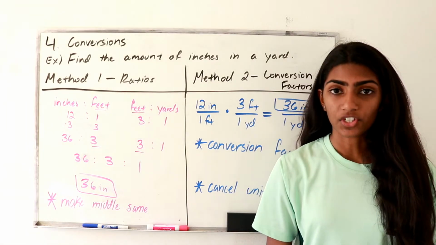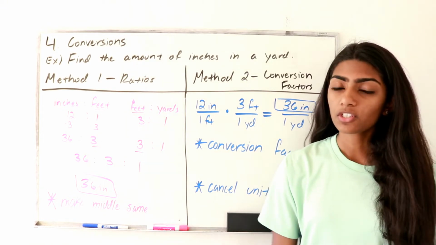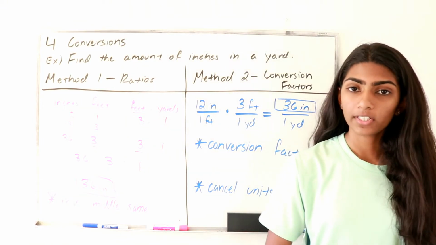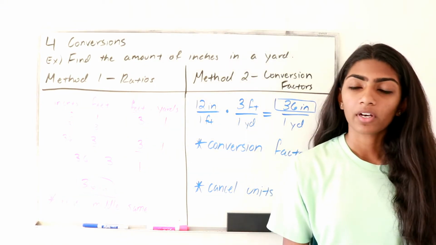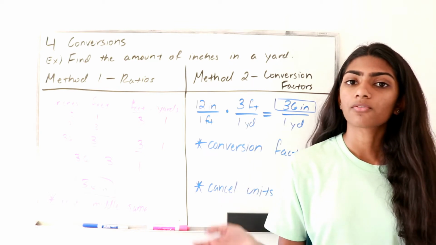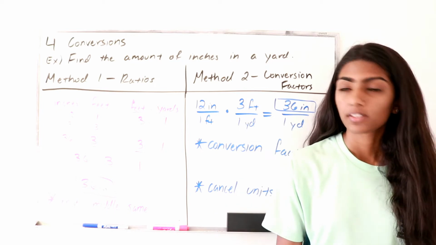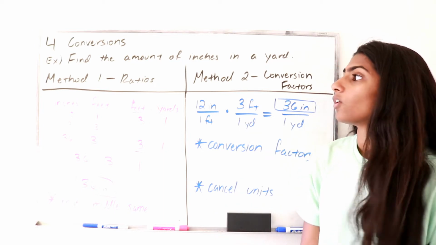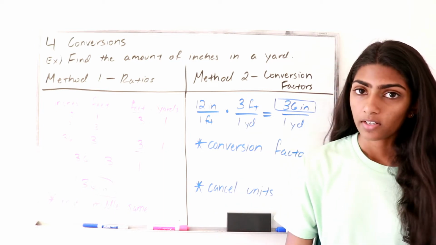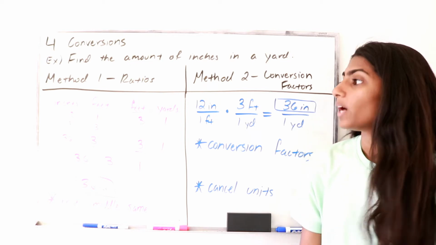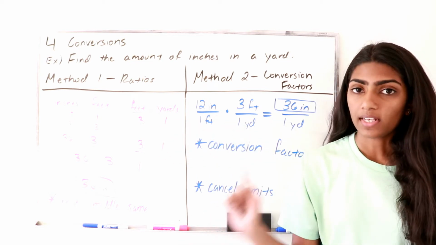Next, let's look at conversions. For conversions, basically you're trying to convert from one unit to another. For example, you might want to go from yards to inches, or from feet to inches, maybe even from inches to millimeters. So let's look at this example right here. We are going to find the number of inches in a yard. Now, I know you might already know, but we're going to use these two methods to find out.